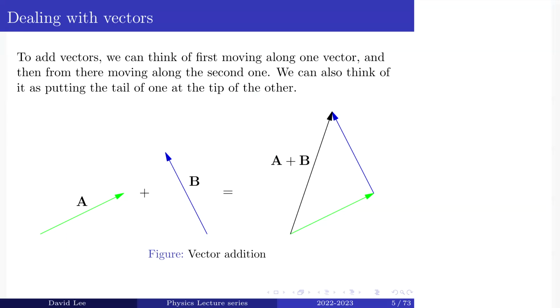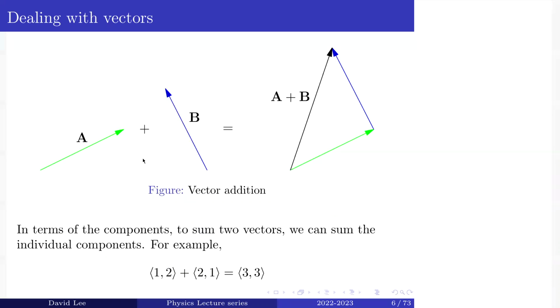All right. And I did mention adding vectors just as a review. To add vectors, you simply take the tail of one of them and put it at the tip of the other, and you get your added vector. In terms of components, it's as easy as just adding each individual component of the vector.